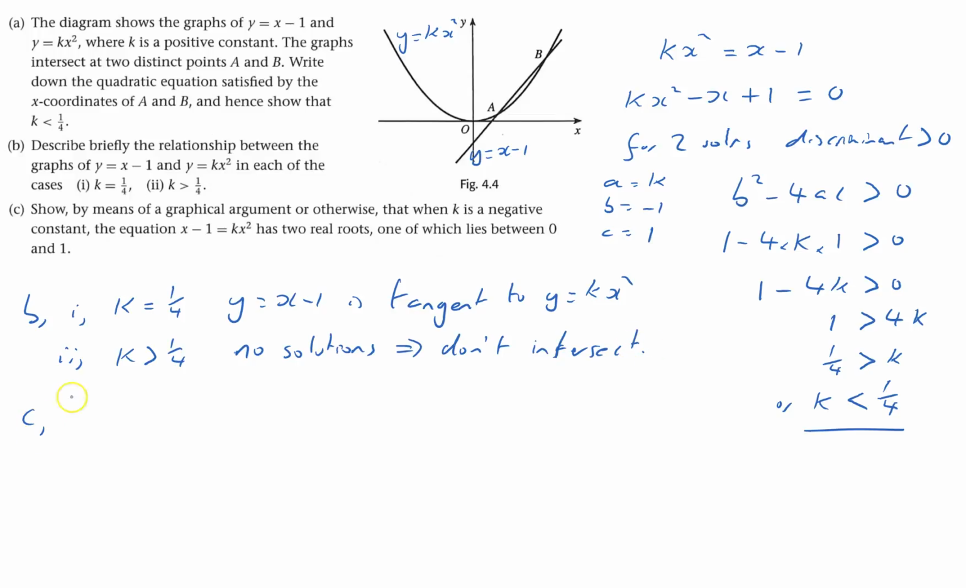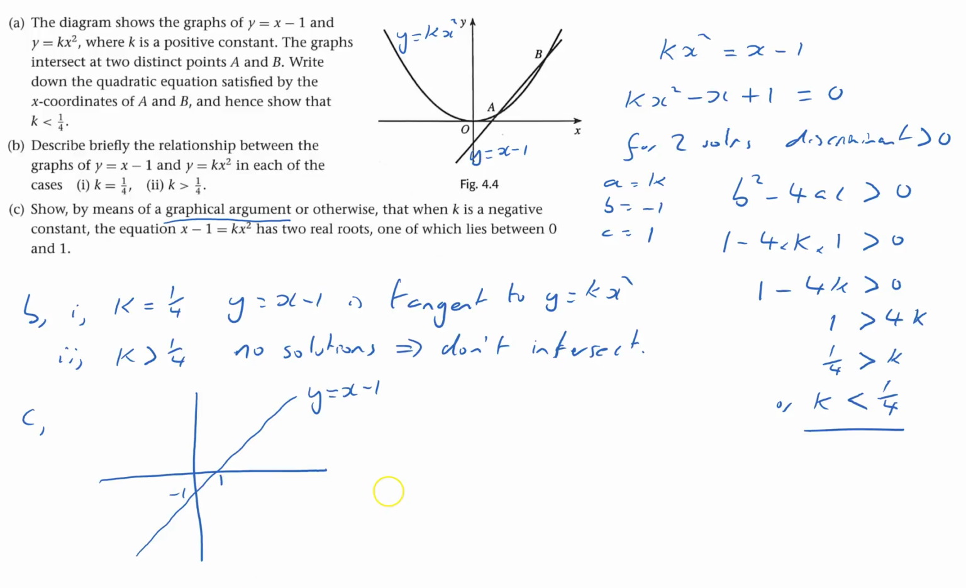And part C, show by means of a graphical argument or otherwise. Well, if it says by something, I'll do it. When k is a negative constant, I'll show it's got two roots. Okay, so we've got y equals x minus 1, and so that goes through here, gradient of 1, x minus 1, so that's minus 1, and that's 1. And if k is negative, then y equals kx squared is going to be upside down, as it were. So it's going to be like so.